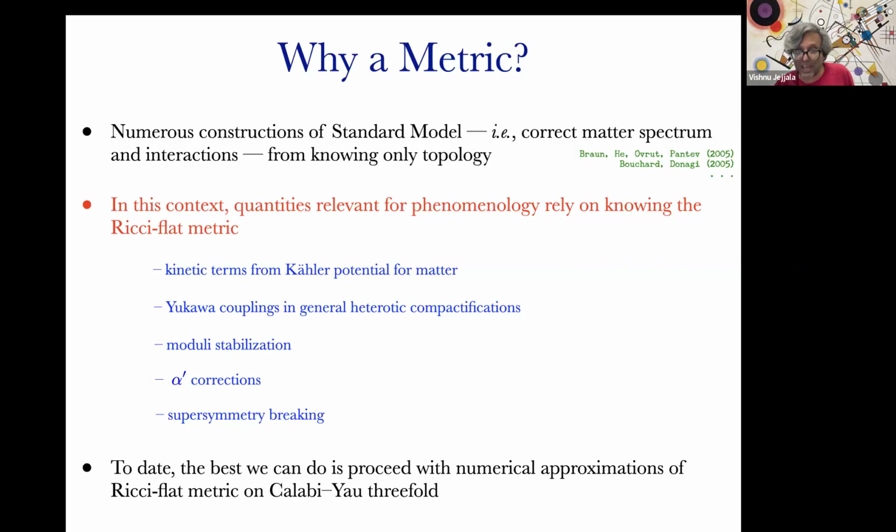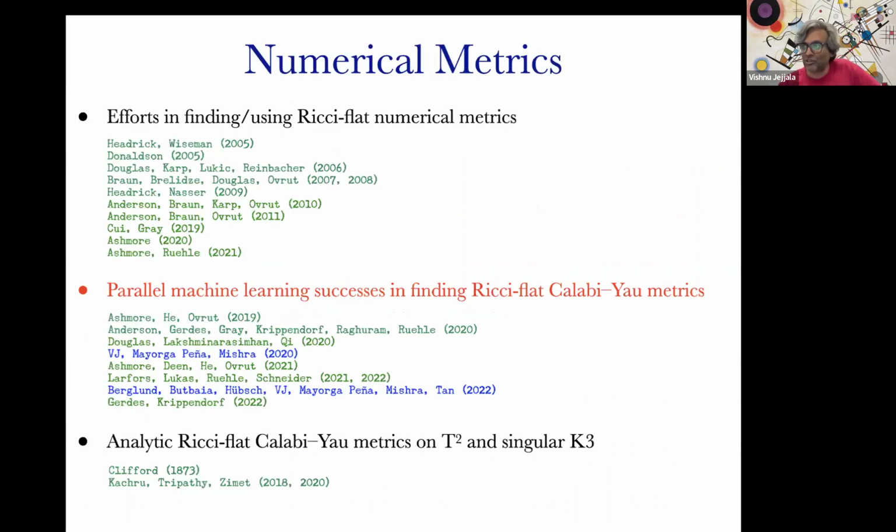For now, we have to make do with numerical approximations as we don't have analytic expressions for the Ricci-flat metric. So we'll turn to machine learning as a tool for finding these numerical approximations to the Ricci-flat metric. This subject of finding numerical metrics on Calabi-Yaus has had some history. People have been looking at this for roughly 20 years now, starting with the work of Headrick and Wiseman and Donaldson. The machine learning efforts started with a paper by Ashmore, He, and Ovrut to find machine learning improvements of Donaldson's algorithm.